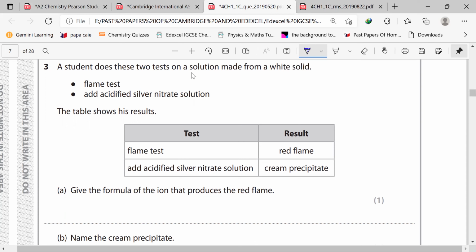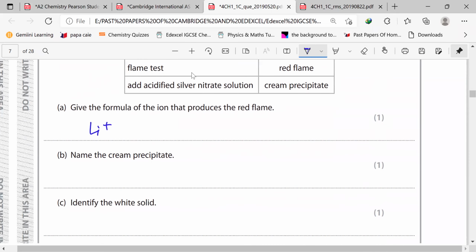Give the formula of the ion that produces the red flame. Li+, lithium plus. Lithium plus, very good. Next point. Name the green precipitate.